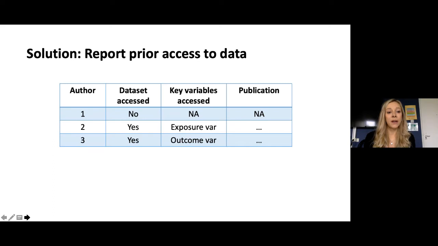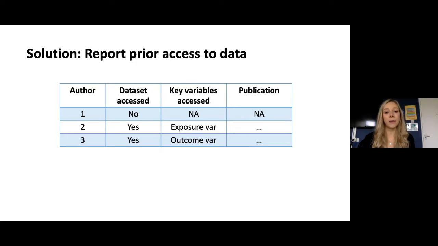So in particular, each author is encouraged to state whether they've accessed the data set previously, and if so, whether they've accessed key variables and which ones, such as exposure variables or outcome variables, and to also include a citation of the resulting publication to provide additional transparency about what analyses were conducted when using the data set or the key variables.